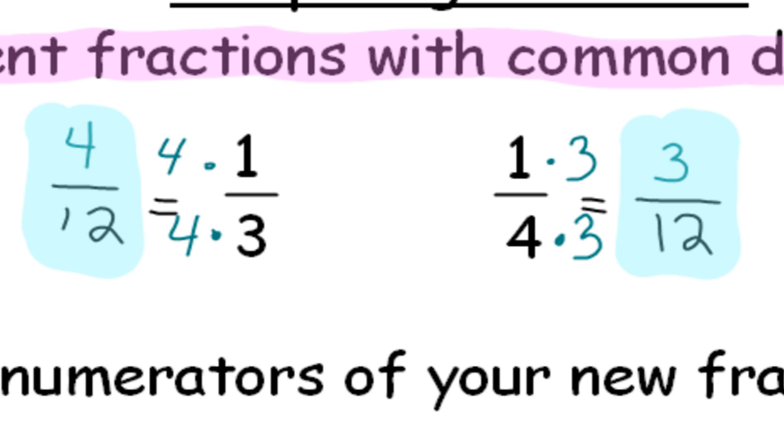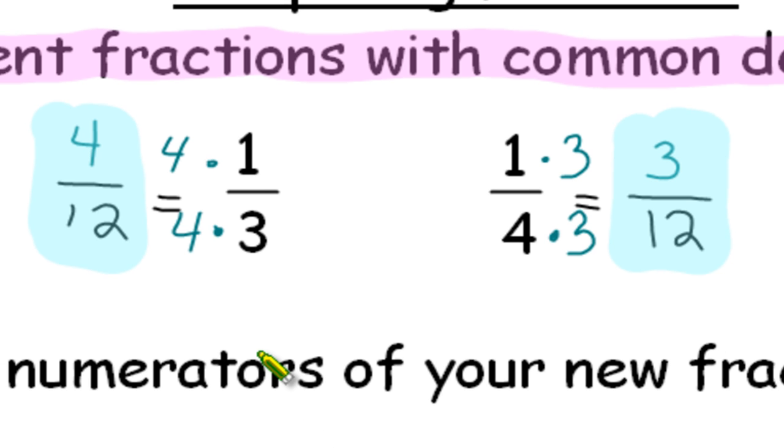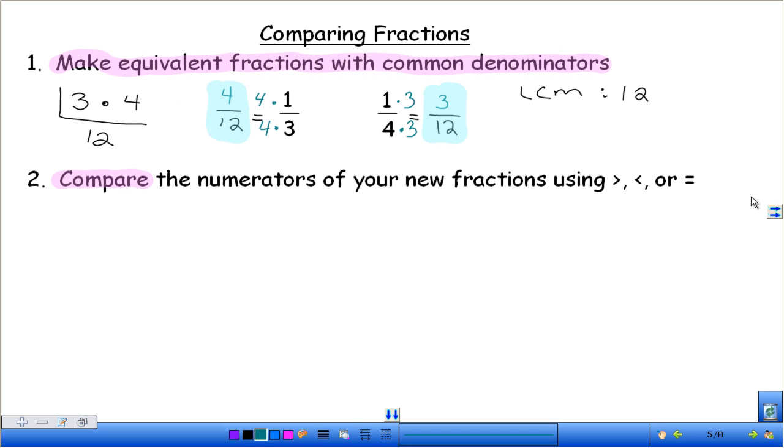4 over 12. If I had a pizza with 12 pieces, is 4 pieces bigger or is 3 pieces bigger? 4. So we need to put the correct symbol in here. Am I going to put a greater than, a less than, or an equal to symbol? I'm going to put a greater than. I want to read this as 4 over 12 is greater than 3 over 12. If these were flipped around, then I would have to say 3 over 12 is less than 4 over 12. And if your numerators were equal, if they both said 4, it would say 4 over 12 equals 3 over 12. Okay?